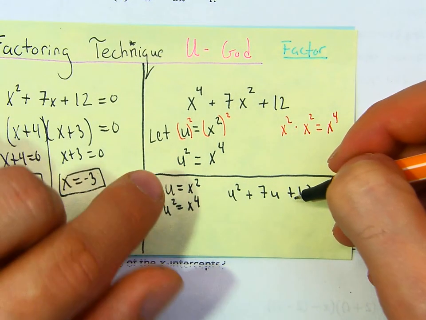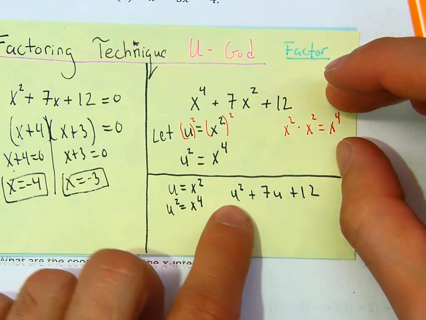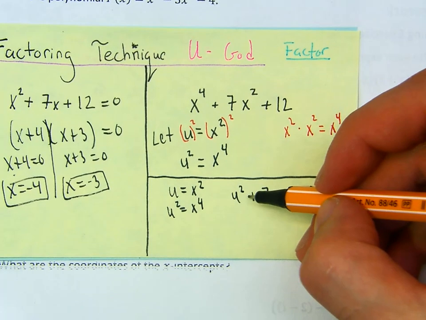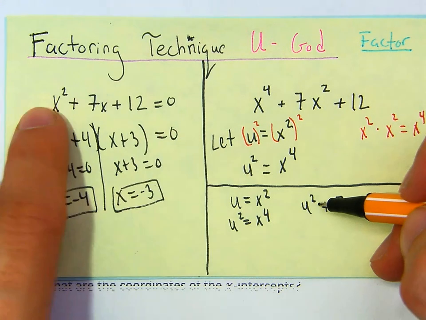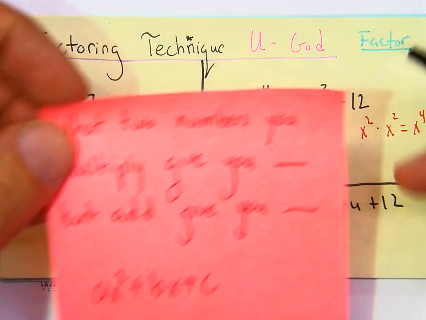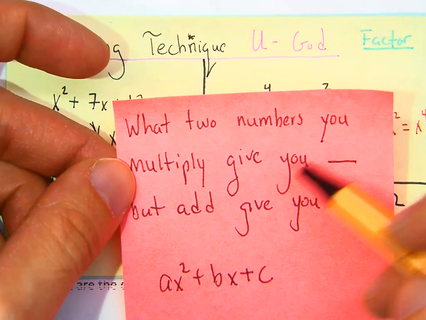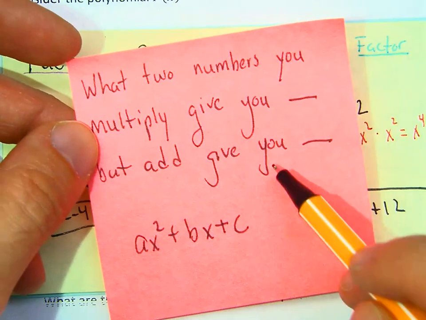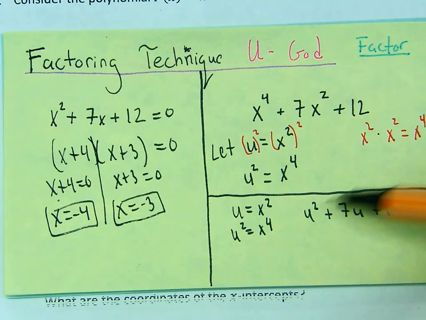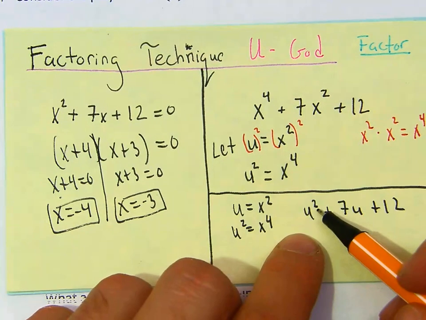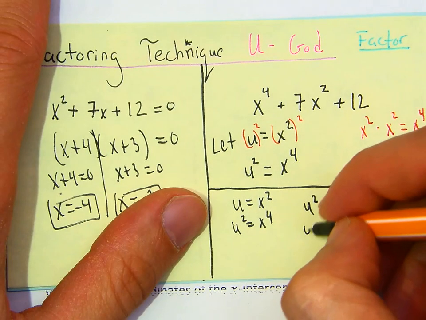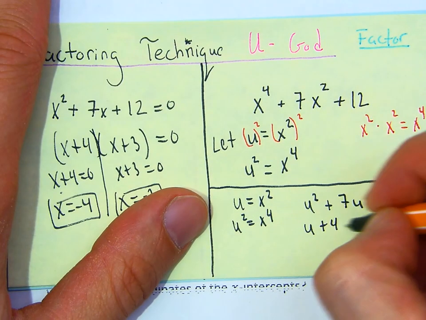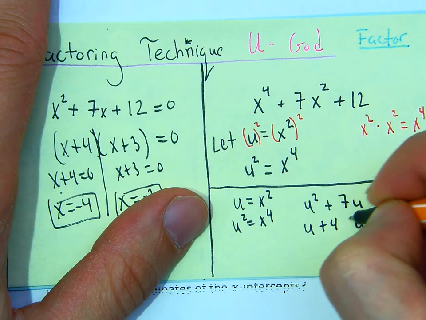And you're saying, oh, what was the point of that? Well, now notice, what is this exponent over here? It's 2. So now you can say, what two numbers when you multiply give you 12, but when you add give you 7? You could use that technique because the exponents are okay right now. And what are those numbers? You already know it. It's u plus 4, u plus 3.